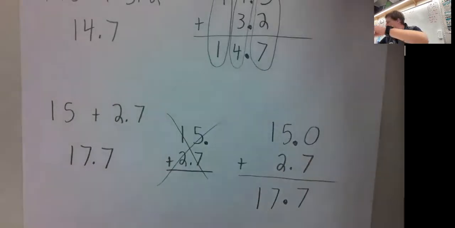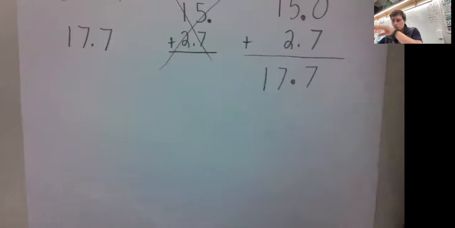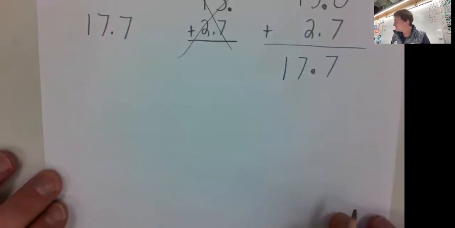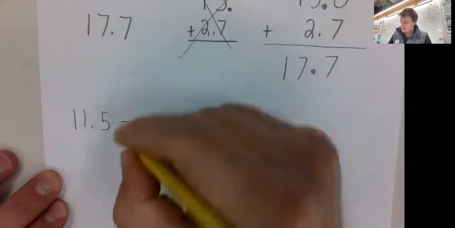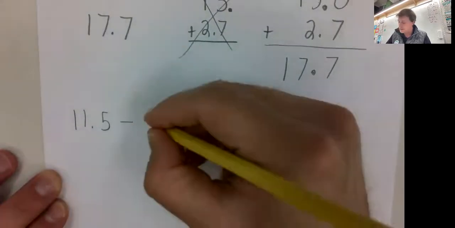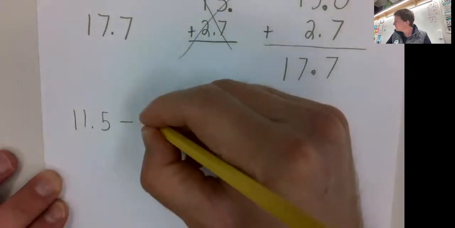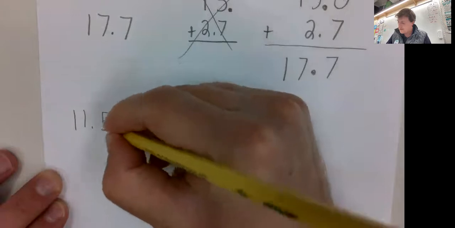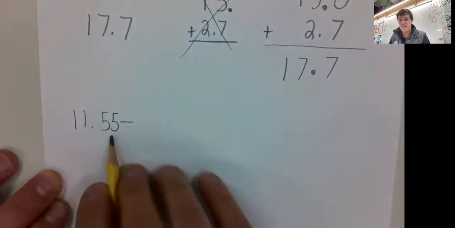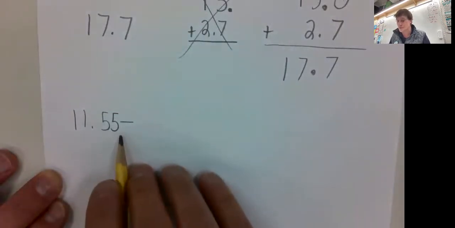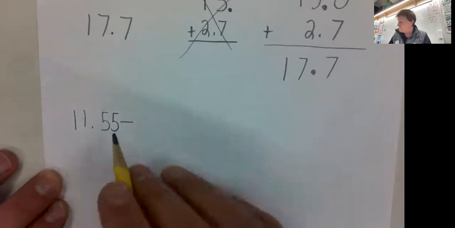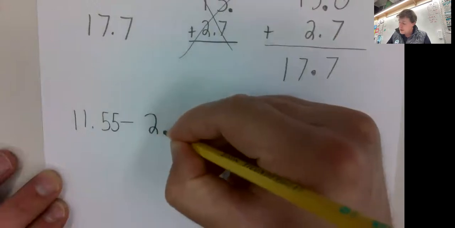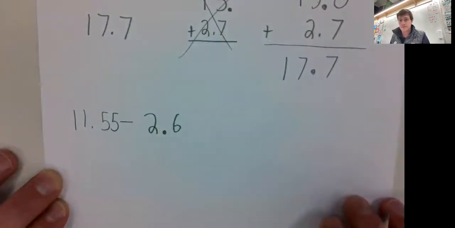Let's do one last one with subtraction. 11 and 55 hundredths. Remember, the last digit is what we say for our place value. So this is 11 and 55 hundredths minus 2 and 6/10.